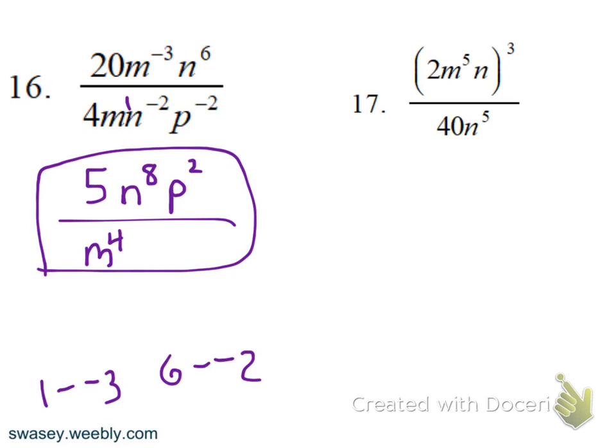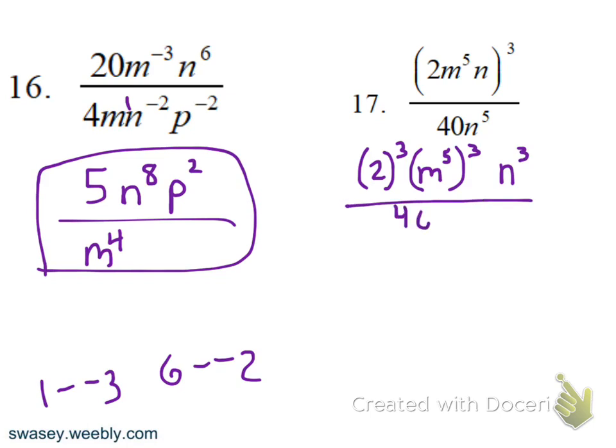17, we've got a product to a power, so we'll raise each factor to the power. So 2 has to be cubed, m to the fifth has to be cubed, and then n has to be cubed. 2 cubed, 2 times 2 times 2 is 8. Power to a power, multiply exponents. 5 times 3 is 15.